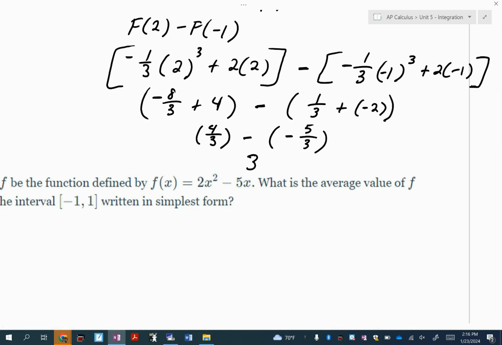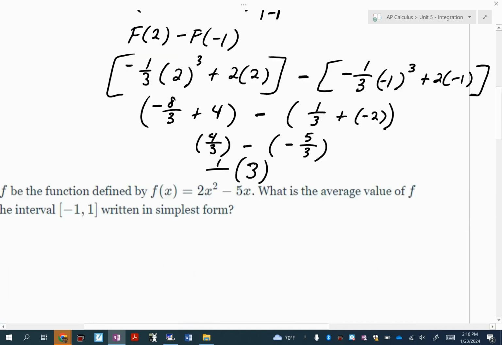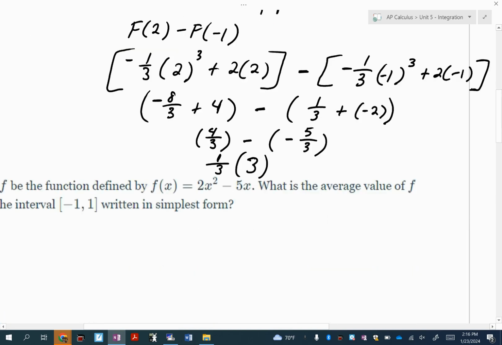All right, so if it asks for the average value, I need to take this value and divide it across the length of the interval. Or, using your formula, multiply it by 1 over that distance. And what is that distance from 2 to negative 1? Well, it's 3, yes. All right, so what is 1/3 times 3? So the answer is 1.